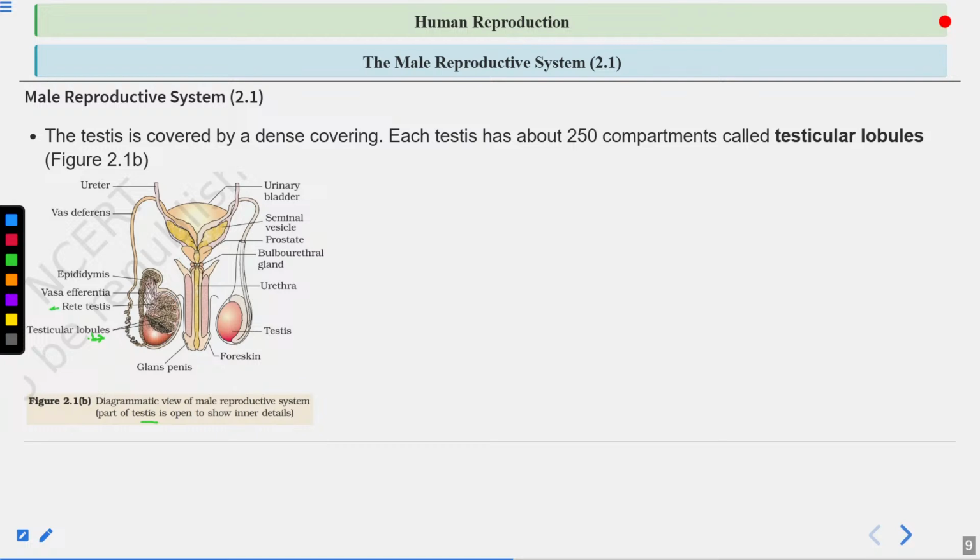Then you can see rete testis, vasa efferentia, epididymis, vas deferens. These are all the accessory ducts. The seminal vesicle, prostate and bulbourethral gland, these are the seminal glands. Here you can see the glans penis, foreskin, and the urethra also. So urethra runs along the length of the penis. This entire is urethra.